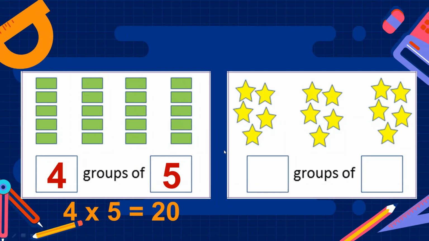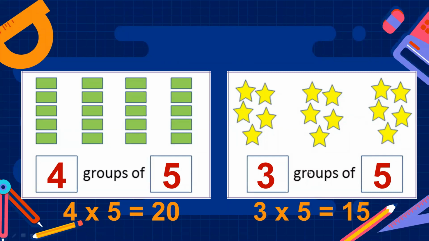Next, we have a group of stars. So how many groups of stars are there? Okay, so we have 1, 2, 3. So we have 3 groups of how many stars in each group? We have 1, 2, 3, 4, 5. 1, 2, 3, 4, 5. 1, 2, 3, 4, 5. So we have 3 groups of 5. Or we can say 3 times 5 equals 15.